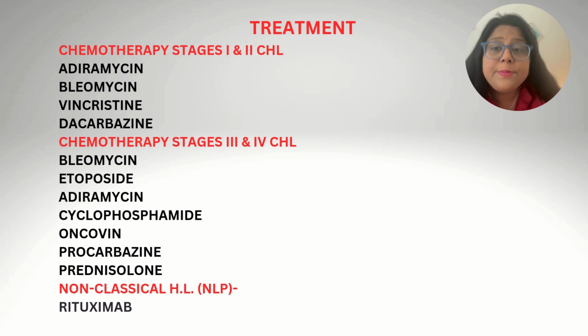For treatment purpose, combination chemotherapy is done. For stages 1 and 2 classical Hodgkin lymphoma, adriamycin, bleomycin, vinblastine, dacarbazine is given. And for stage 3 and 4 classic Hodgkin's lymphoma, bleomycin, etoposide, adriamycin, cyclophosphamide, oncovin, procarbazine, prednisolone combination is given. For non-classical Hodgkin's lymphoma or nodular lymphocyte predominant, which is CD20 positive, rituximab is given.